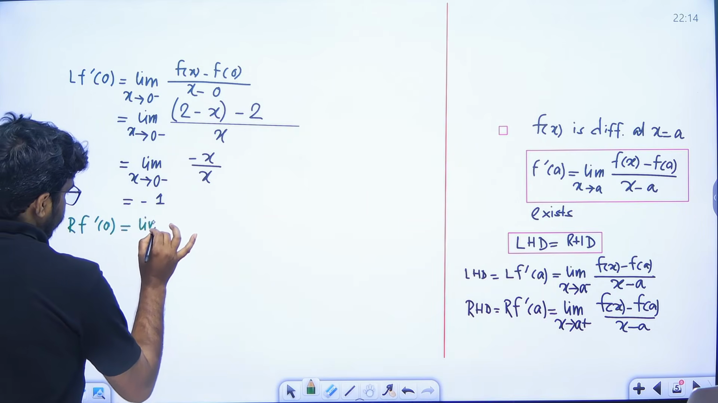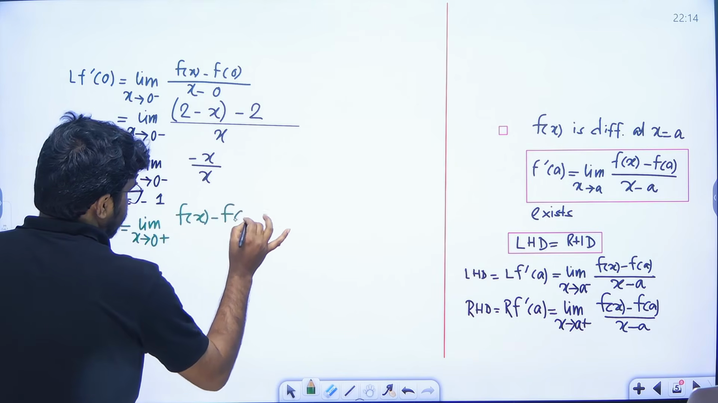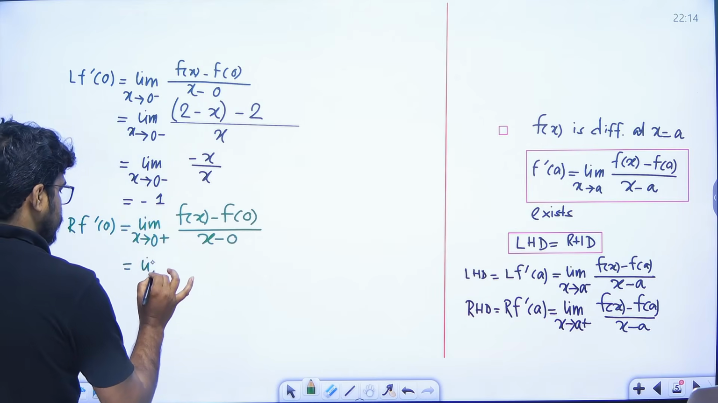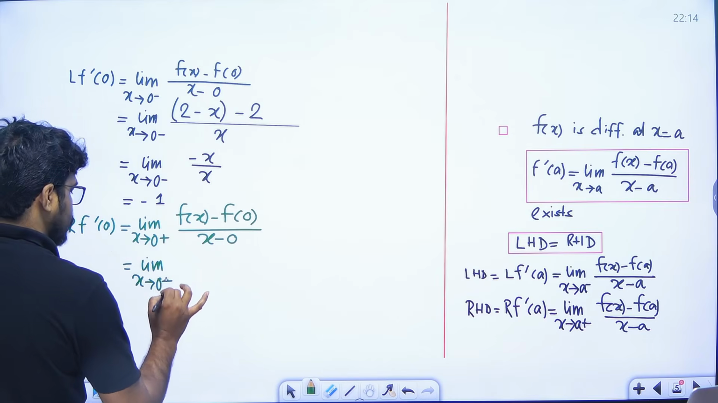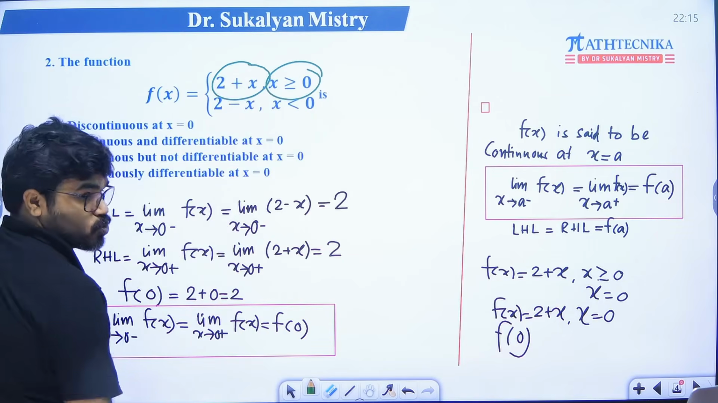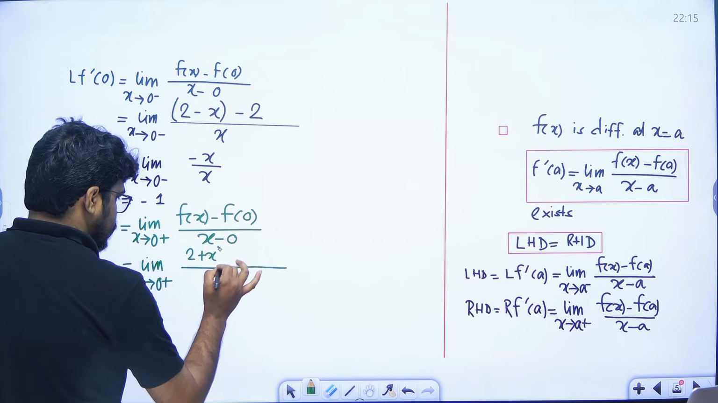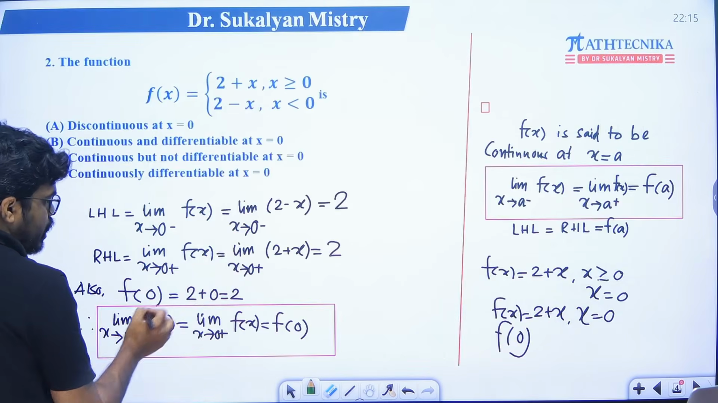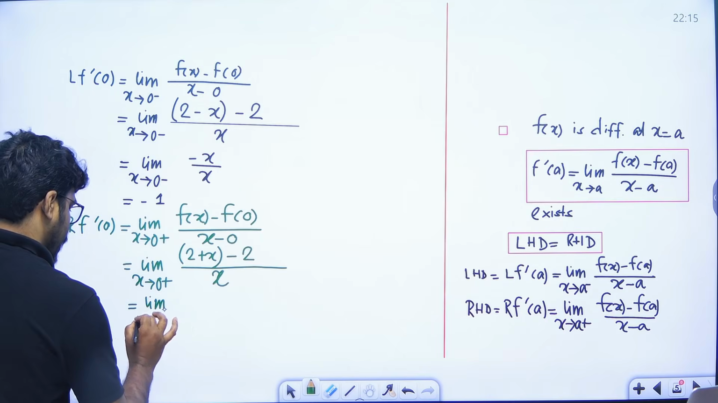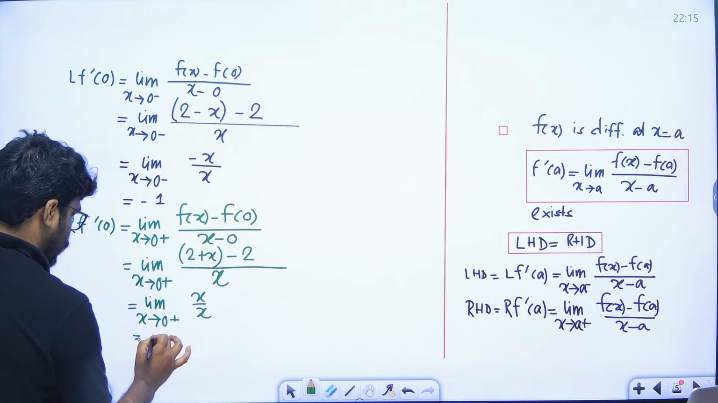This is equal to the limit as x tends to 0 plus of (f(x) minus f(0)) divided by (x minus 0). When x is greater than or equal to 0, f(x) is 2 plus x, minus f(0), and f(0) is 2, divided by x. So that is the limit as x tends to 0 plus, the 2 cancels, that is x by x. So this is 1.